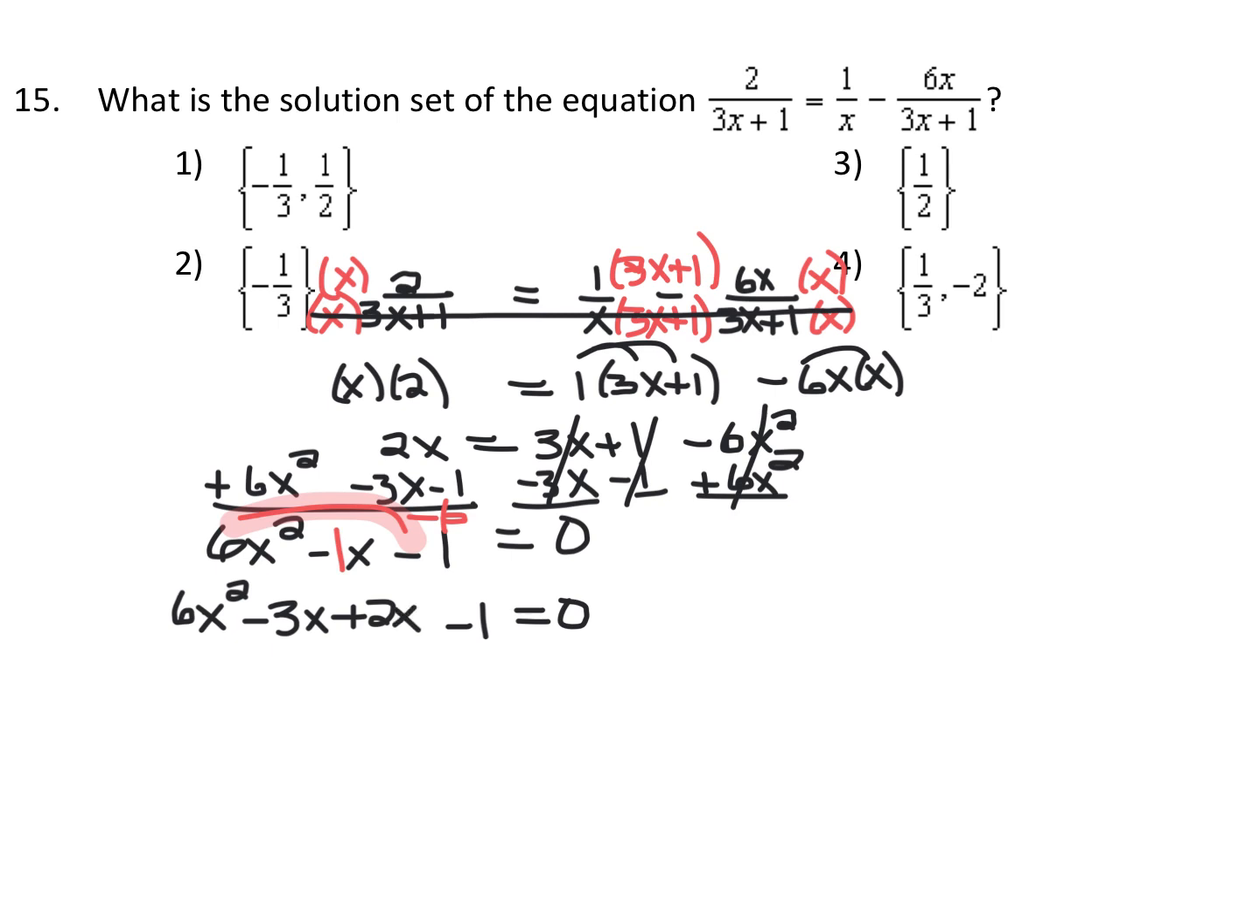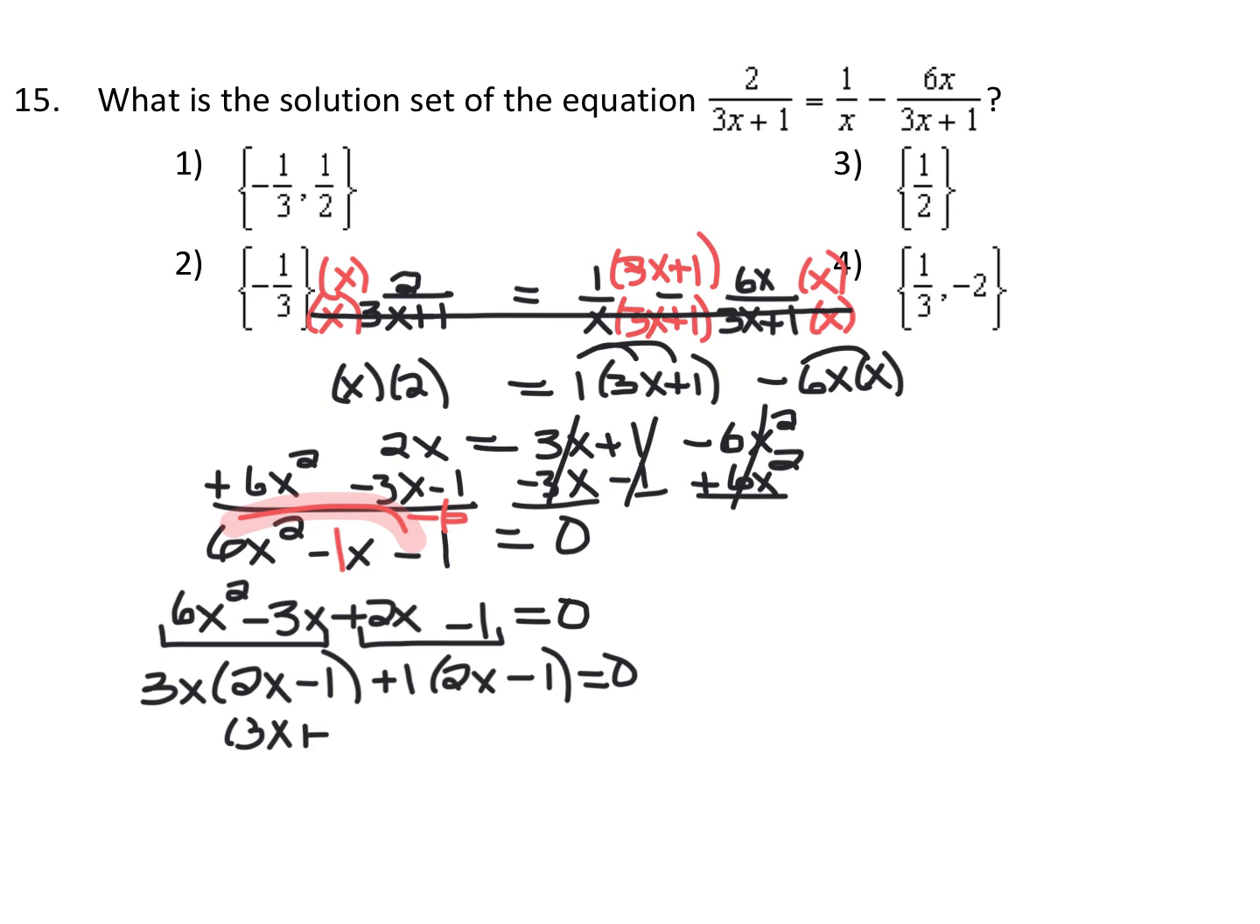And then when we did grouping, out of the first two terms, I could factor out a 3x, which leaves me with 2x minus 1. And of the last two terms, the only thing I could take out is a +1, which also leaves me with 2x minus 1. Okay, so now I can group together my 3x plus 1 in my first parenthesis. And my second parenthesis, I'm going to rewrite that common binomial we see of 2x minus 1.